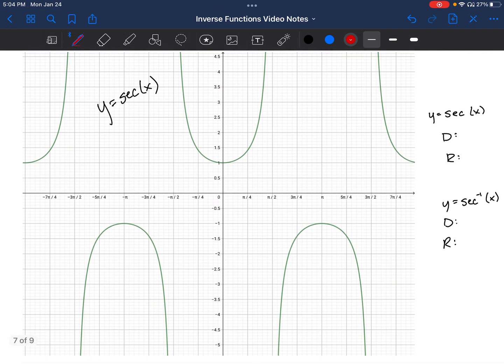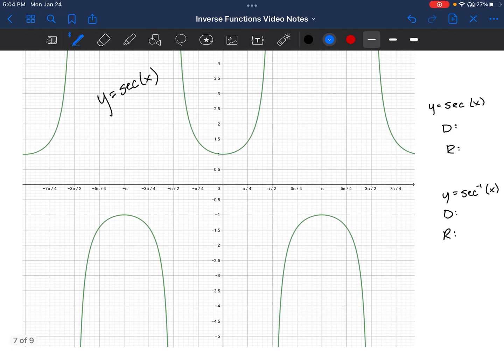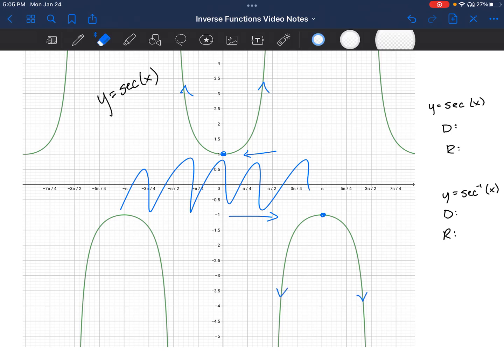For secant, it's a little bit different for the range because notice there's no numbers here. Its highest point on the bottom stuff is at -1, and its lowest point on the top stuff is at 1. So it actually keeps going up to positive infinity from 1 and keeps going down to negative infinity from -1. So that's going to be an interesting range to write, and I'll show you how I'm going to write that in a minute.